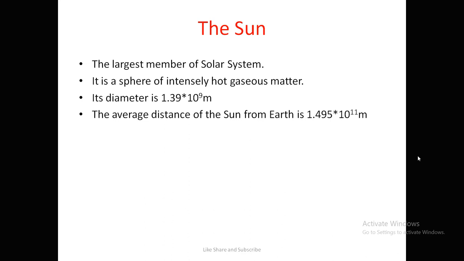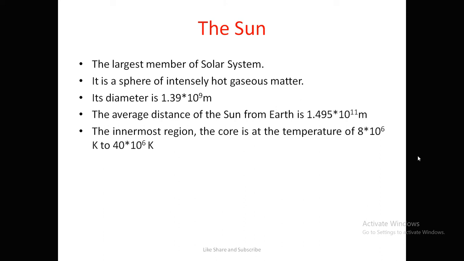The average distance of the sun from earth is 1.495 × 10^11 meter. Some days the earth is nearer to the sun, and some days the earth is far away from the sun. Obviously in summer it is nearer and in winter it is far. So he has given us the average distance. He has taken the distance every day, and finally given the average distance of the sun from earth.